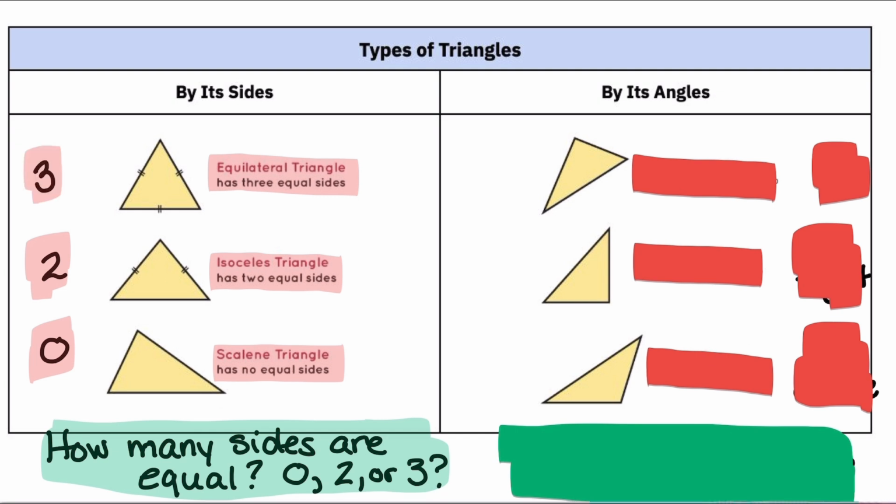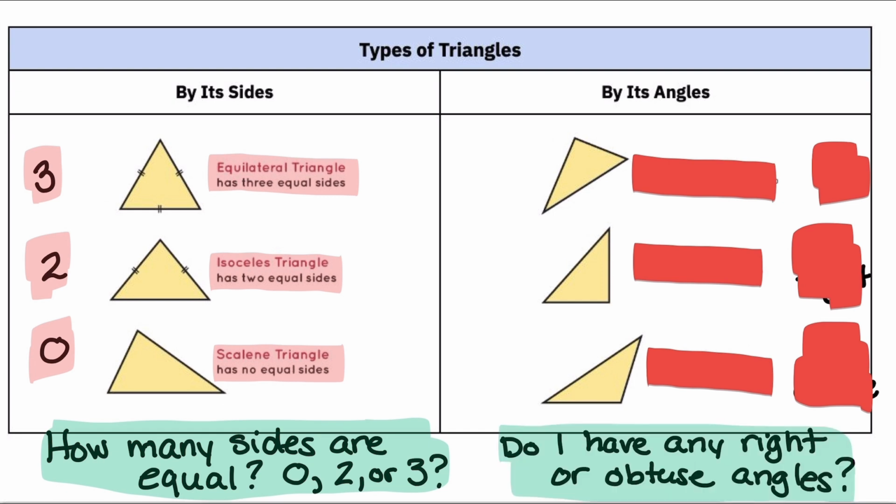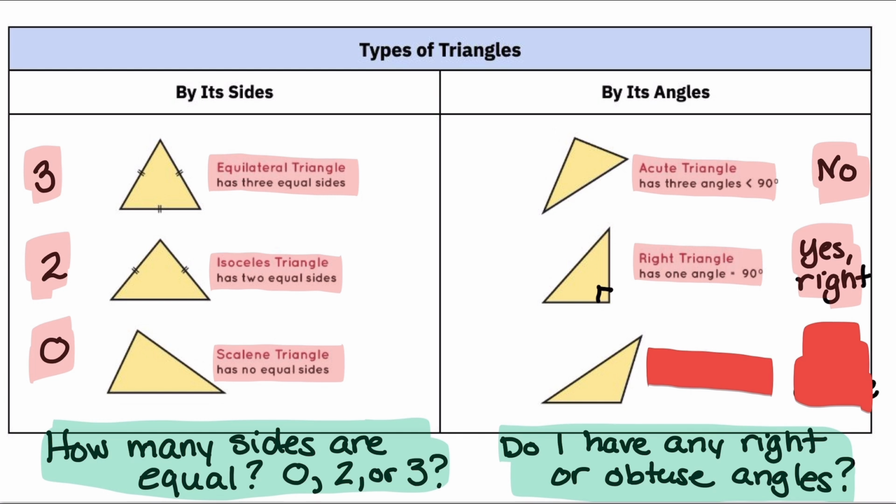All right, jot this down into your notes. And here's our second question. If you want to name it based on its angles, you're going to ask yourself this question. Do I have any right or obtuse angles? That's it. That's the question you're asking yourself. So if your first answer is no, I don't see any right angles and I don't see any obtuse angles, well, then you have an acute triangle because it means all the angles are smaller than 90 degrees. If you say, yes, I see a right angle, just like this one here, then you say, I have a right triangle. It's right in the name, see? And then lastly, if you say, yes, I see an obtuse angle, you guessed it, you have an obtuse triangle.